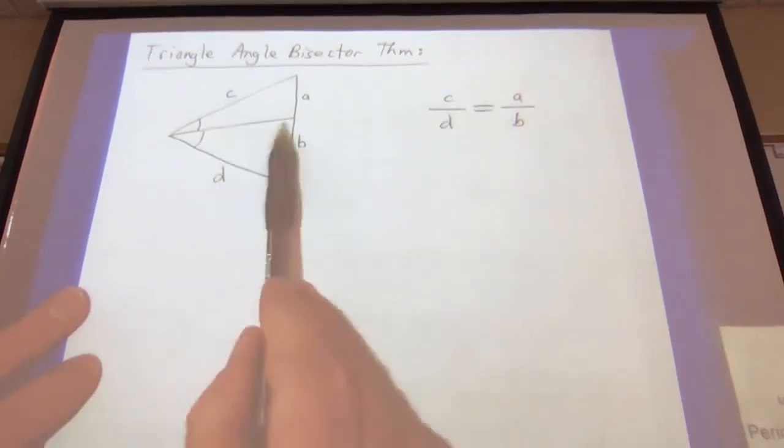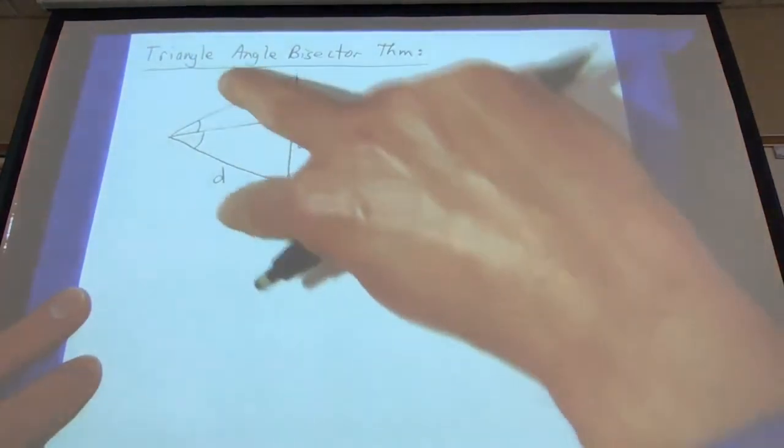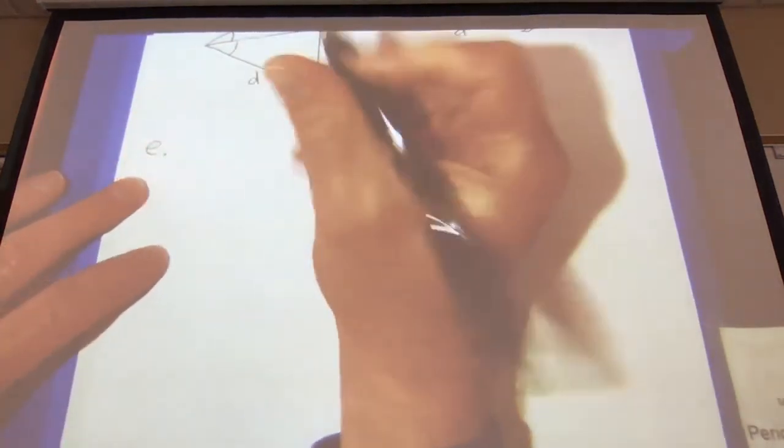But when you draw in that angle bisector, it splits the opposite side into 2 parts. Those 2 parts will be proportional to the other 2 sides of your triangle. Any questions with that? All right, one example of that, and I think we'll be done. That's probably all you're going to need to see.